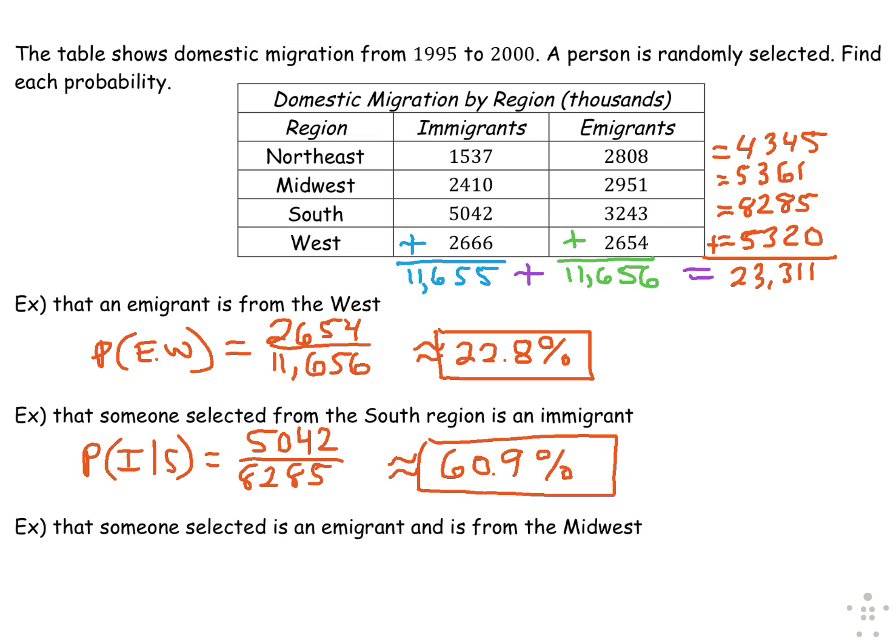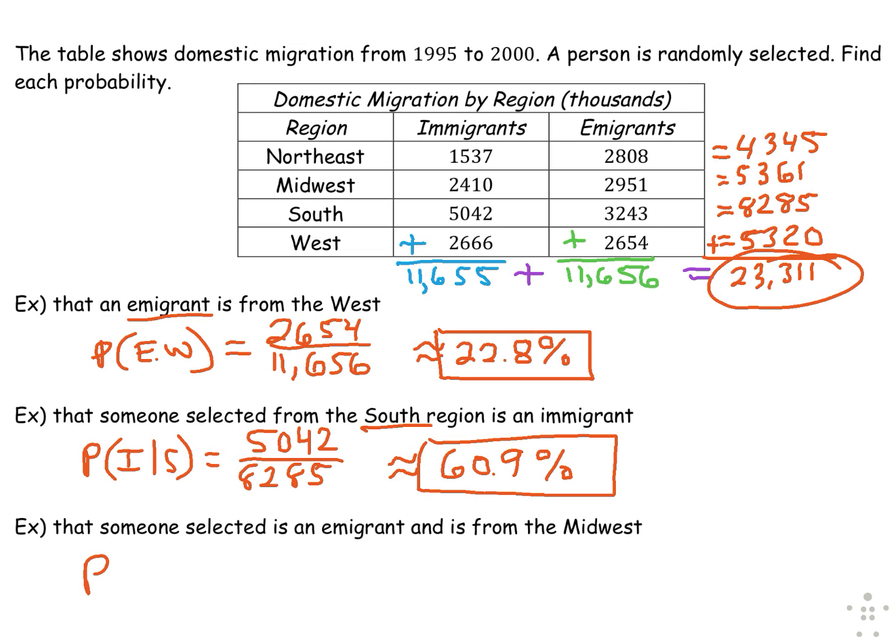The probability that someone selected is an immigrant and is from the Midwest. Notice this time it does not give us a sub-pool of people to choose from. The first problem said, okay, they're an immigrant. Cool, so that's the denominator. The next problem said they're from the South. Okay, that's the denominator. This time, however, it doesn't specify. So then we are going to use the whole table's values.